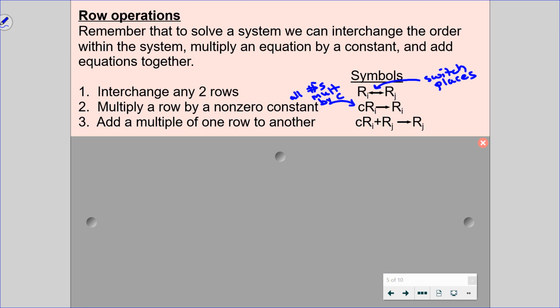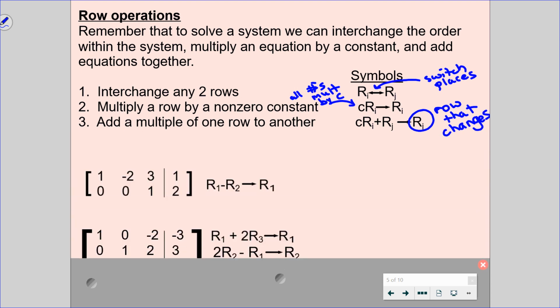The most common rule, number 3, says to add a multiple of one row to another. This is going to be the most tricky one, which we're definitely going to talk about a little bit. You'll notice that it's adding rows together to replace a row. This is the row that actually changes, and how we change it is based on the left-hand side. So let's look at a couple of examples.